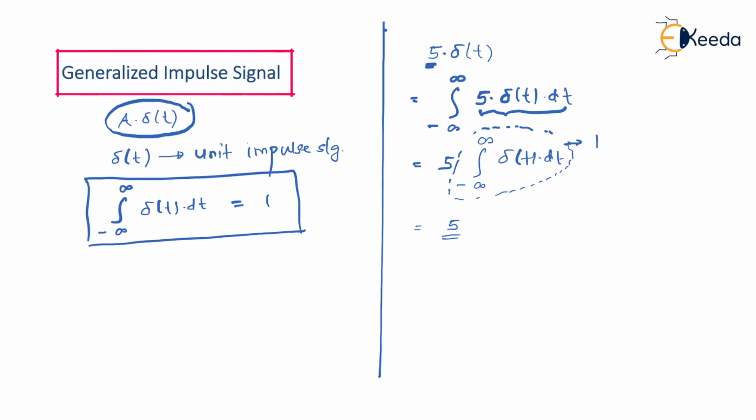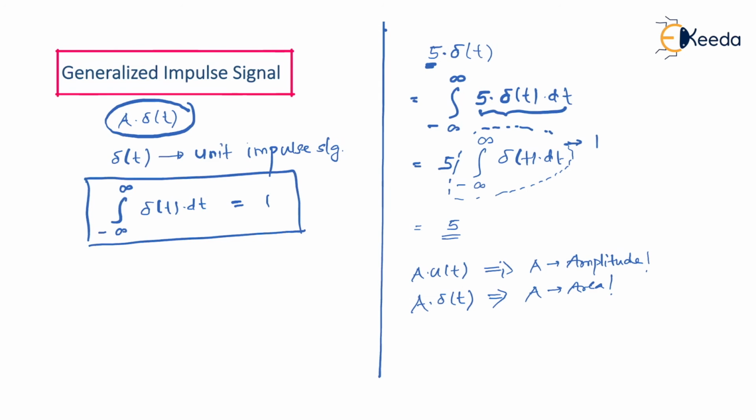So let me just summarize. Whenever you write a times u of t, what is the significance of a? It's very clear that a is the amplitude. Suppose you have a times del of t. What is the significance of a here? In both cases a is a coefficient, but in both cases a means something else. In the first case, when I say a times u of t, a is an amplitude. And when I say a times del of t, then even though it is a coefficient, here a means the area of the impulse signal.